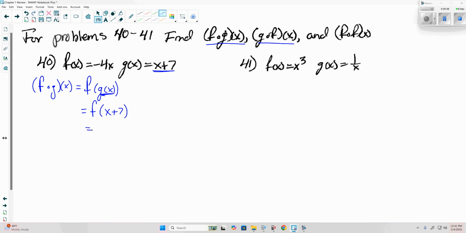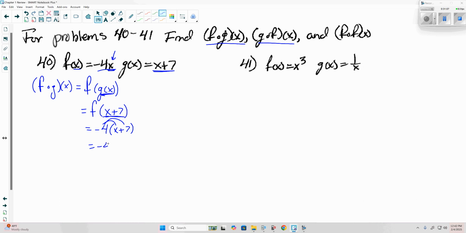But now we don't have f of x anymore. We have f of x plus 7. So every x in this negative 4x has to be replaced with x plus 7. So we still have the negative 4, but instead of x, we have x plus 7. Questions on this here?